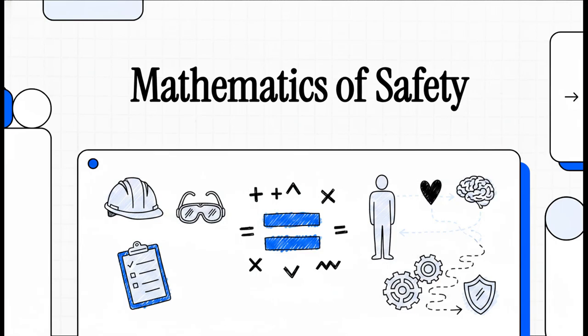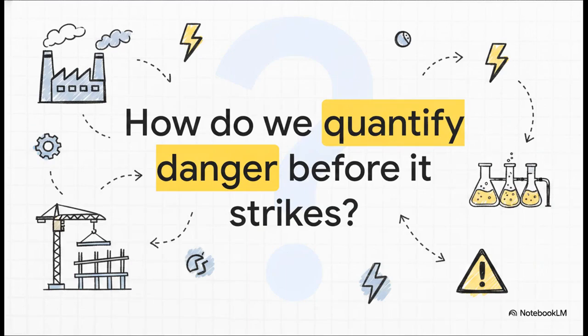Today, we're diving into something that literally affects every single one of us. At its core, occupational safety, it's not just some boring compliance checklist. It's actually this fascinating, complex, and absolutely life-saving equation. So that leads us right to a massive question, and it's really the core mystery we're going to solve today. How do we actually quantify danger before it strikes?